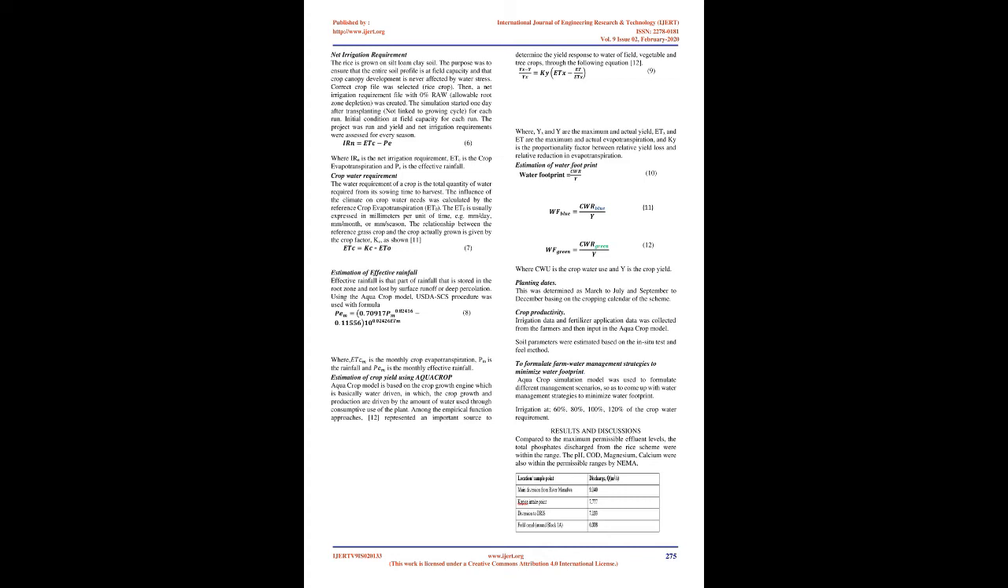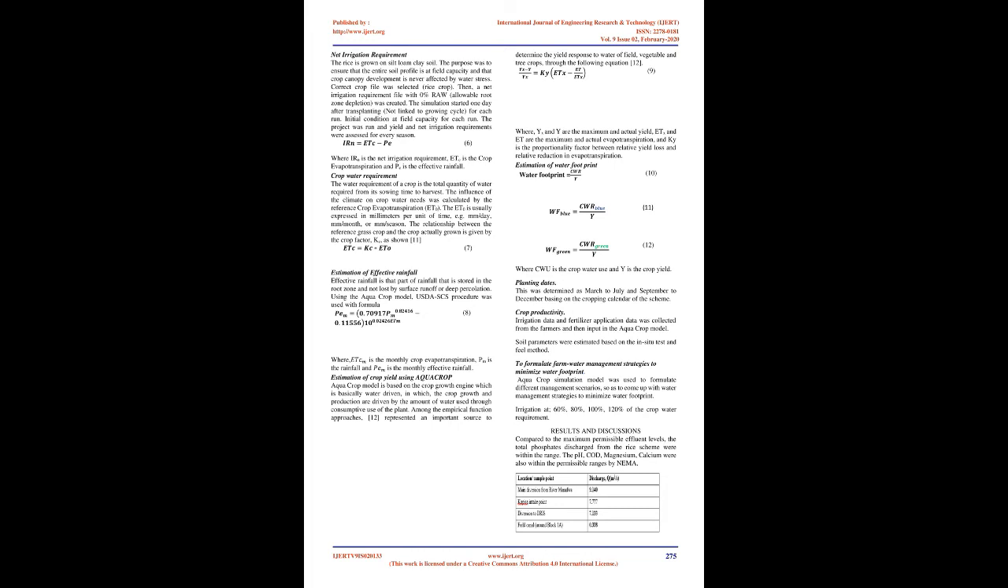Estimation of crop yield using AquaCrop. The AquaCrop model is based on the crop growth engine, which is basically water driven, in which the crop growth and production are driven by the amount of water used through consumptive use of the plant. Among the empirical function approaches, Doorenbos and Kassam represented an important source to determine the yield response to water of field, vegetable, and tree crops, through the following equation, where Ym and Ya are the maximum and actual yield, ETm and ETa are the maximum and actual evapotranspiration, and Ky is the proportionality factor between relative yield loss and relative reduction in evapotranspiration.